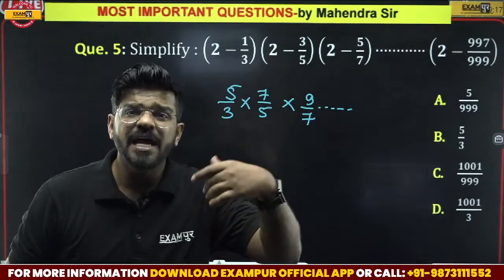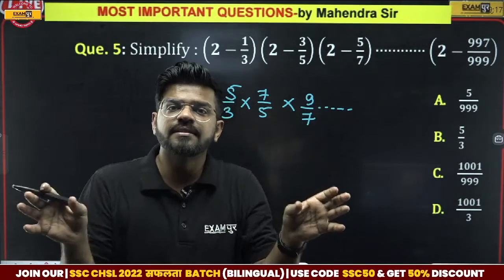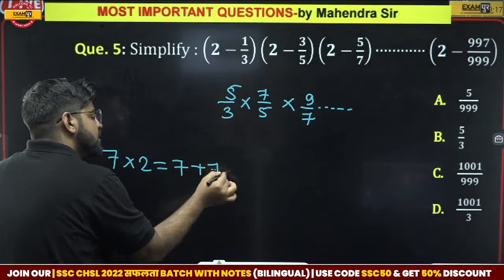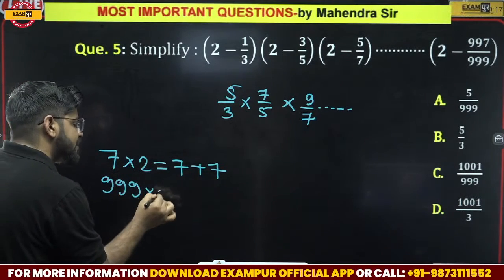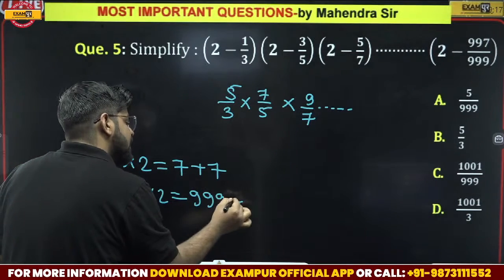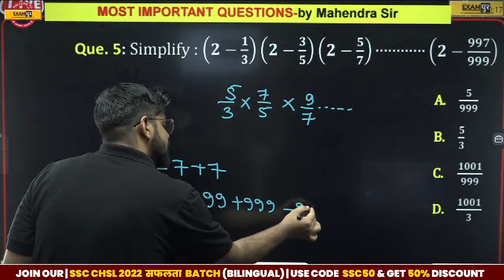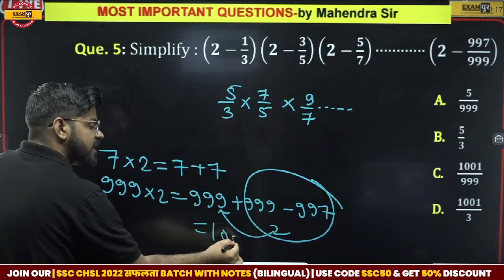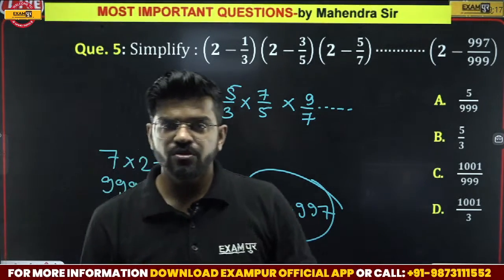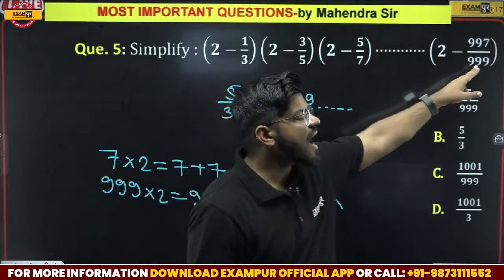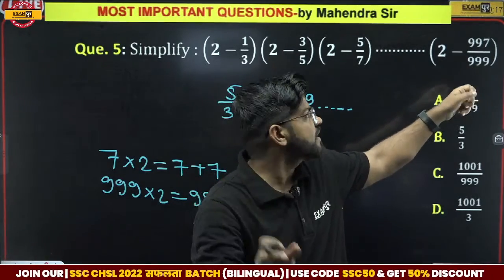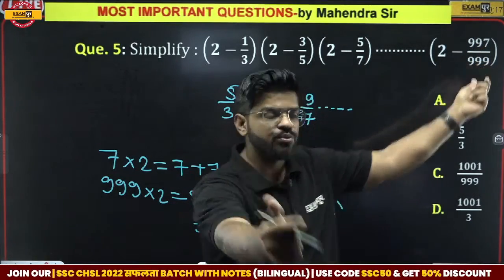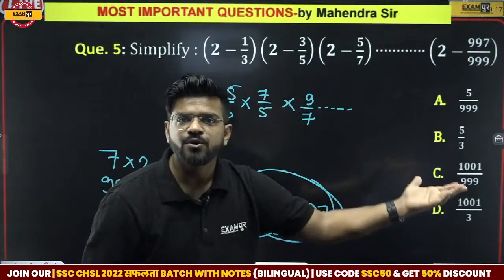Now something multiplied by 2 means we have added these two numbers. 7 multiply by 2 means 7 plus 7 only. So 999 multiply by 2 means 999 plus 999, and we have 2 minus 997. So this will give me 2. And we add 2 here easily, we will get 1001, yes or no? So we have to do it in mind. We have 2 times 999, from which 997 gets subtracted, and we will get 2. And we can easily add 2 in 999.